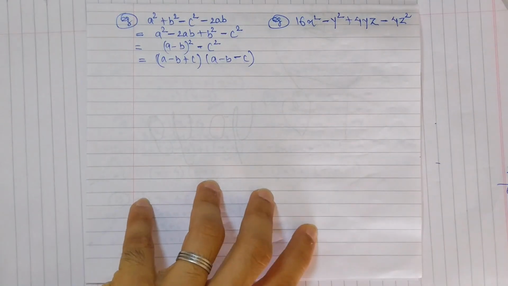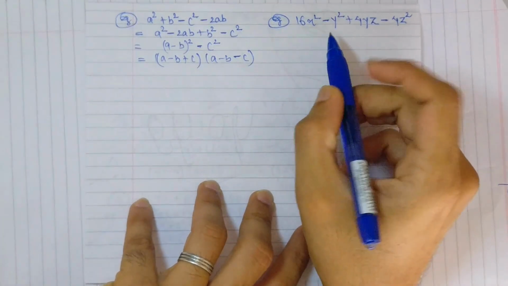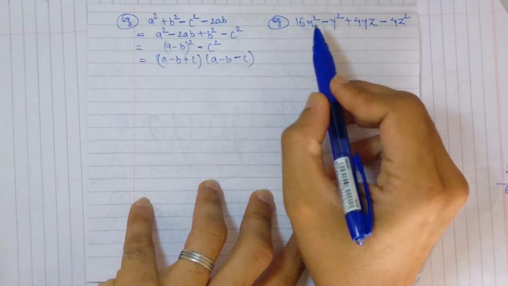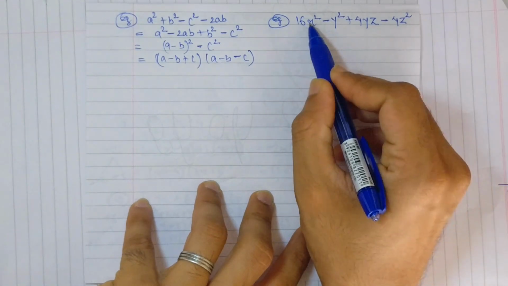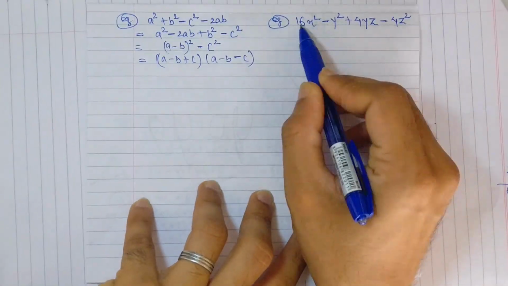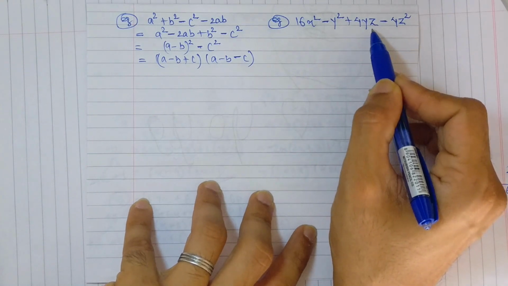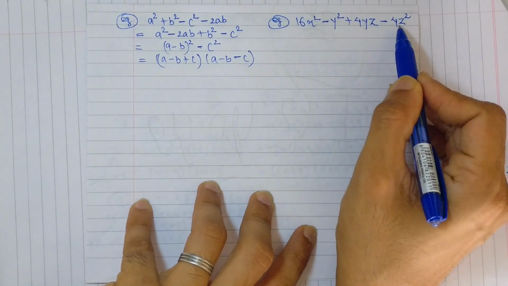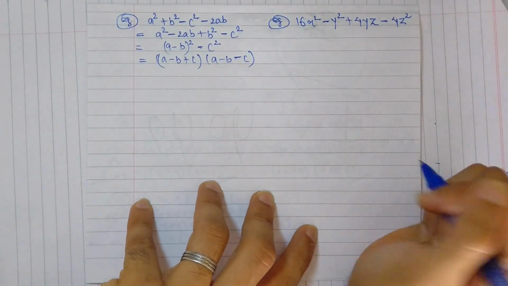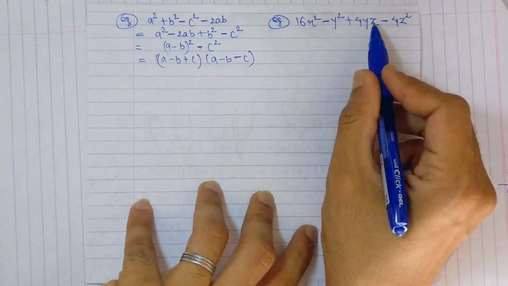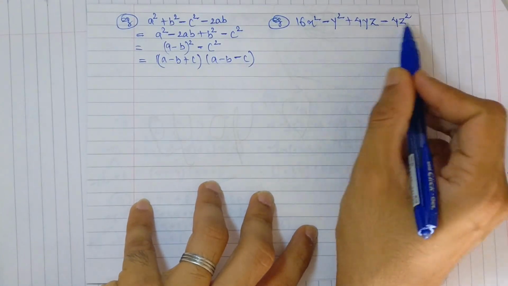Now an idea might come to your mind: let's do grouping and taking out common. Let's take these two together and these two together. If you take the first two together, there is nothing common. If you take the last two together, 4z is common and y minus z will be left inside. But then you cannot proceed further, right? So grouping and taking out common does not work with the first and second terms and the third and fourth terms.